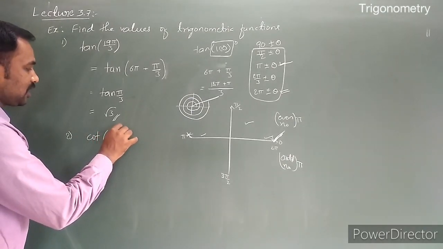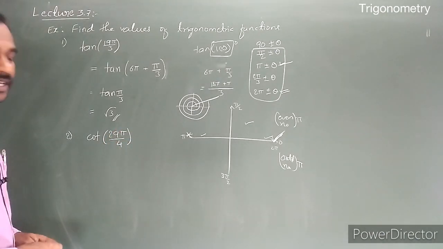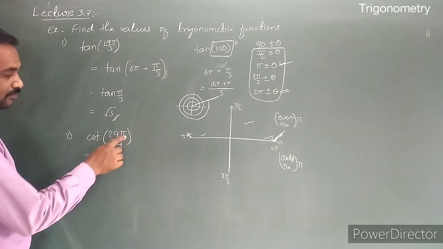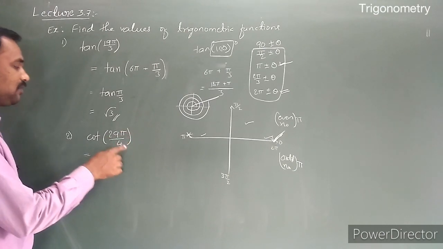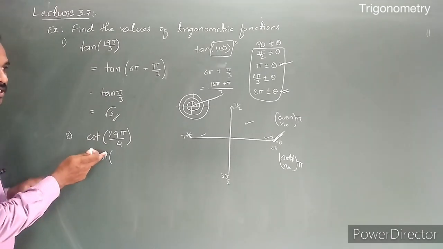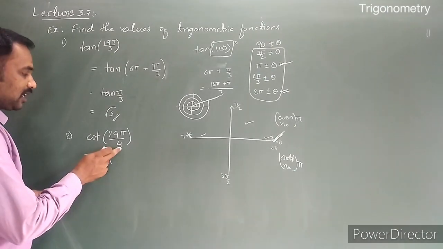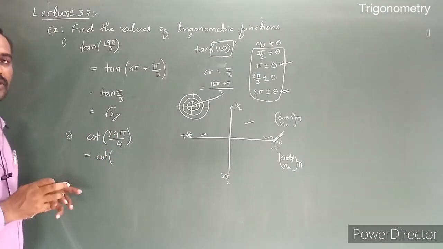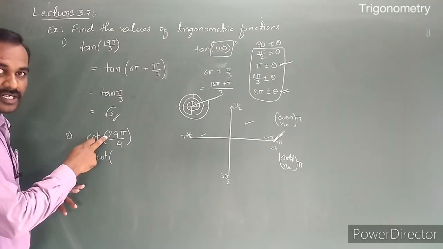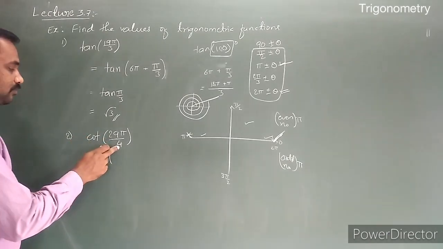Cot of 29 pi divided by 4. Okay, so cot of 29 pi by 4. That means pi by 4 is 40 pi, 40 pi into 29. Very simple, we can find it. What I mentioned in the previous problem: the denominator term is 4, the numerator term is 29. Get the multiple of 4 nearer to 29. 29 is not exactly a multiple of 4. What is the exact or nearer multiple of 4?